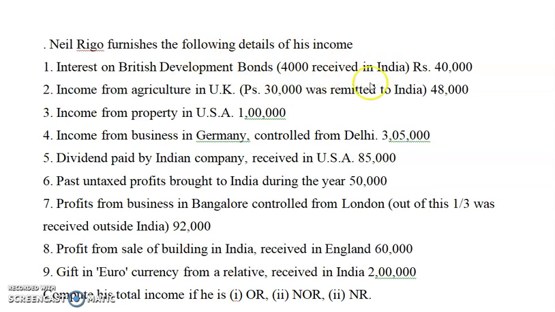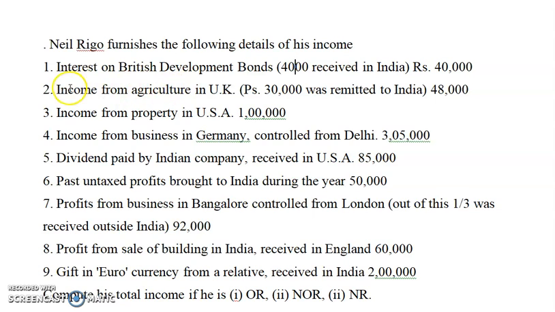Now what about the remaining amount? If 4,000 is considered, 36,000 will remain. Interest on British development bonds: is there any connection with India anywhere? No. So when there is no connection with India, we have to apply the rule where it is taxable only for ordinary resident, not for any of the other residents. So this 40,000 will come in the first amount column, and in the other two columns this 4,000 will come. So 40,000, 4,000, 4,000.